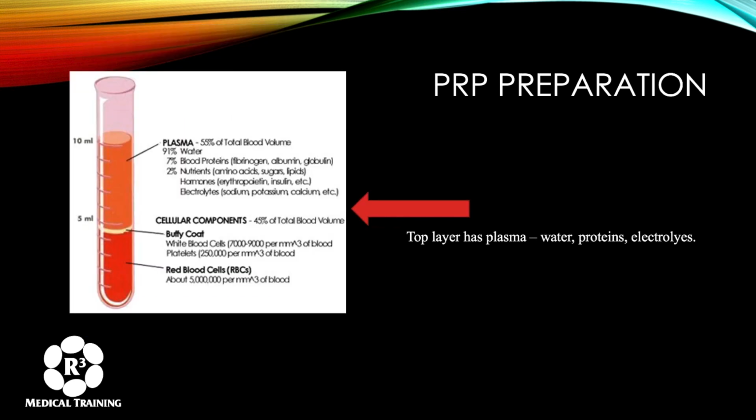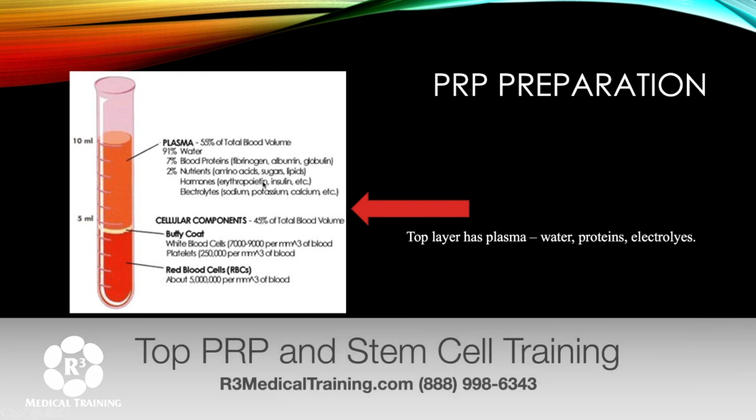Here's another illustration showing the top layer, which is plasma. And that has water in it, proteins, as well as various nutrients with amino acids and sugars and hormones. So it's not a useless layer. It can be very helpful, and we do want a significant amount of that.